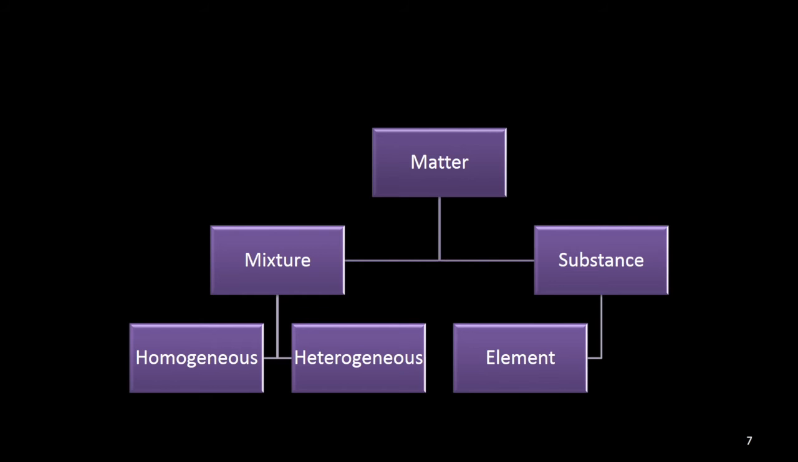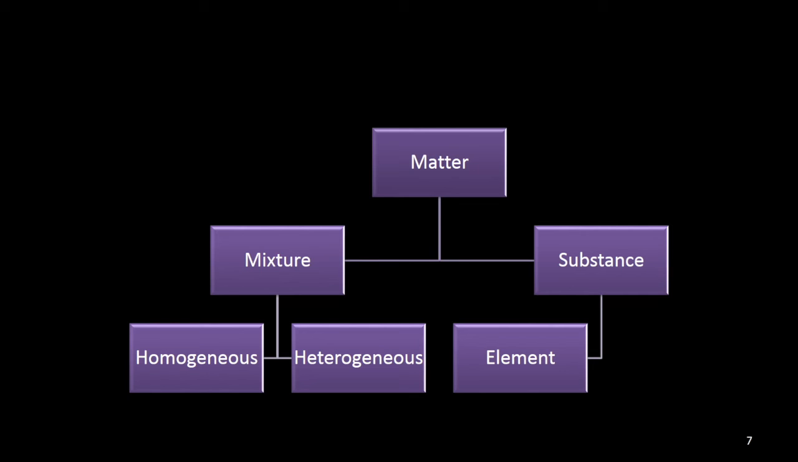Now that we've finished up with mixtures, let's talk about substances. A substance is a type of matter that is uniform throughout, and it can only be broken down by some chemical process, unlike a homogeneous mixture or any type of mixture that can be separated through some physical process.